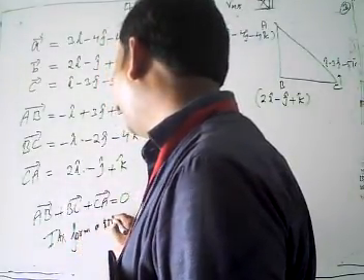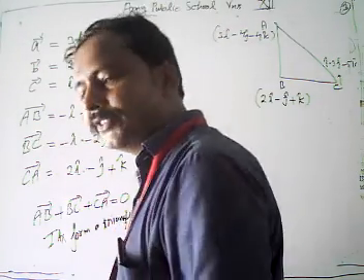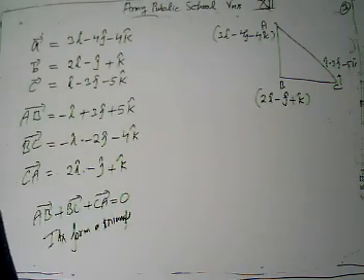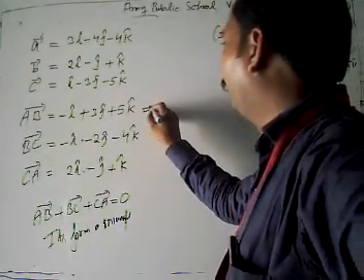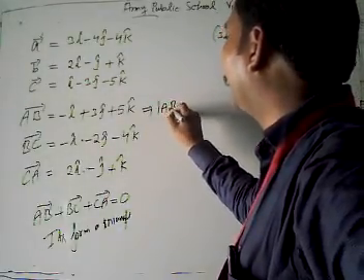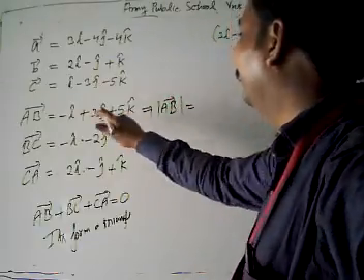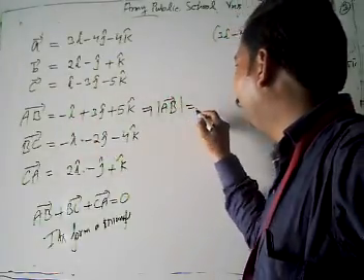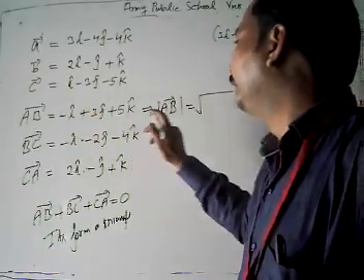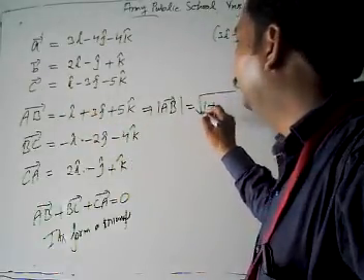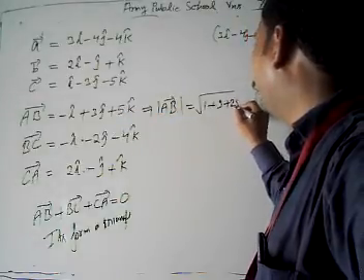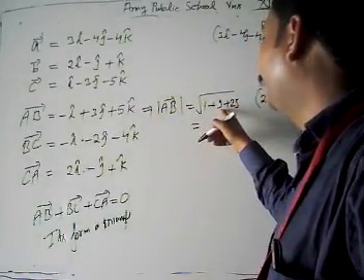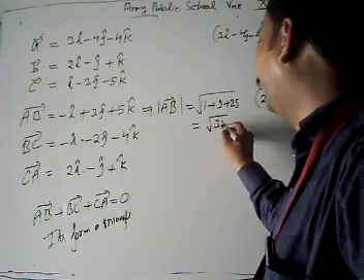Now we have shown that our vectors form a triangle. Then what do we have to show? Now we have to show that this forms a right angle triangle. Then we are going to find out the length of the sides. Now AB, what is its length? Its length is given by the square root of minus 1 square, which is 1, 3 square is 9, and 5 square is 25. So the length of AB is the square root of 35.